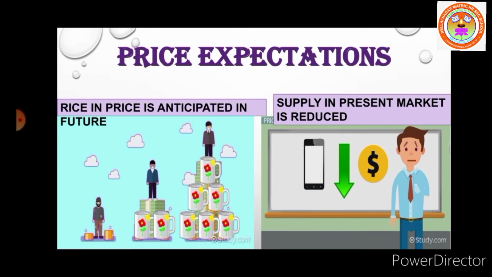Next, let us see price expectations. Speculation about future price can also affect the supply of a product. If the price of a product is about to rise in future, the supply of the product would decrease in the present market because of the profit expected by a seller in future. The expectation over future prices determines present supply.